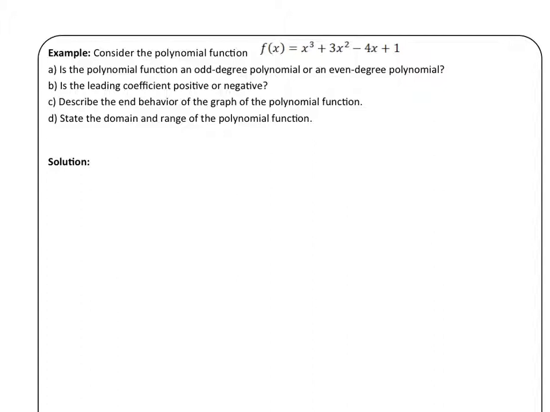So let's move to the example, and we can quickly go through this and how we break it apart. We're going to consider the polynomial function f of x is x cubed plus 3x squared minus 4x plus 1. So the first question says, is this polynomial function an odd degree polynomial or an even degree polynomial? So when I look at it, it's x cubed plus 3x squared minus 4x plus 1. So here is our highest exponent, and it is odd. So we have an odd degree polynomial.